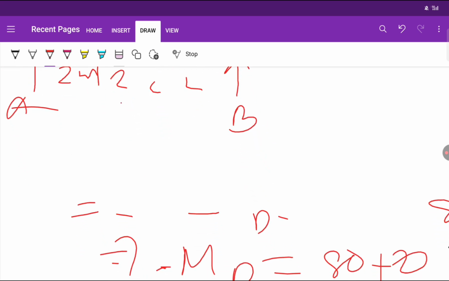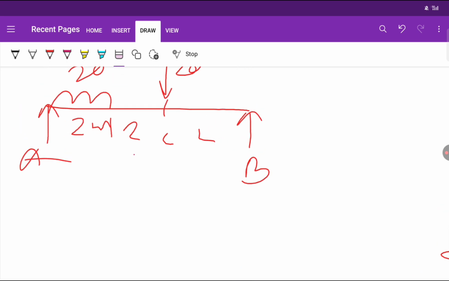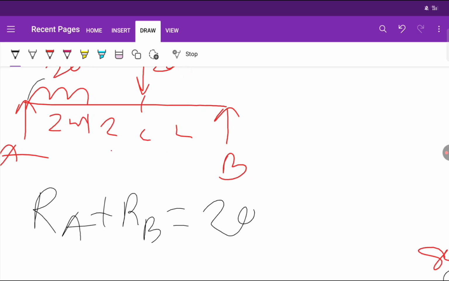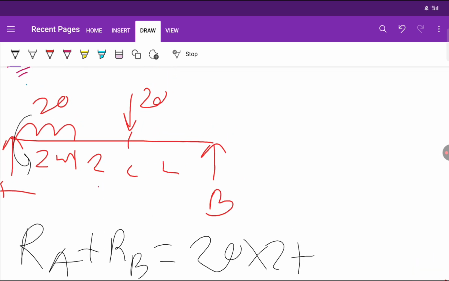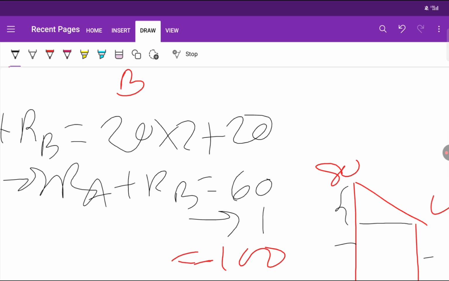Now first of all, what do we have to do? First of all, we have to calculate the reactions, right? So how do we calculate the reactions? There is a basic approach to calculate the reactions, I will apply it here. So first of all, vertical forces: RA plus RB, vertical upward, is equal to the downward force, that is 20 plus 20 into 2, that is plus 20. So RA plus RB is equal to 40 plus 20, that is 60. So that is equation number 1.